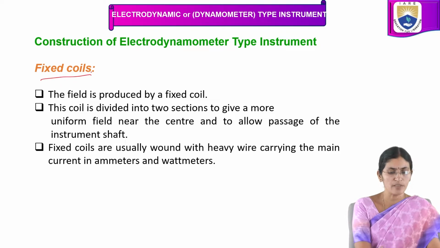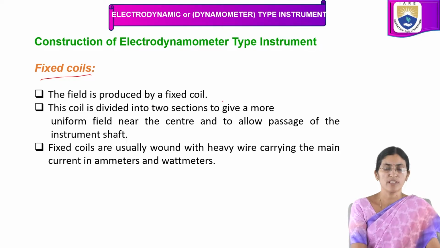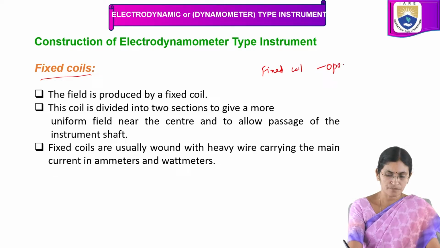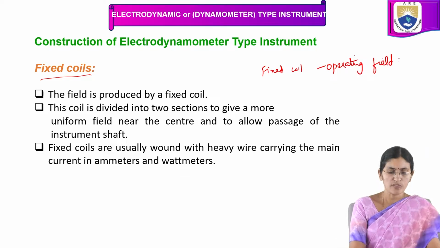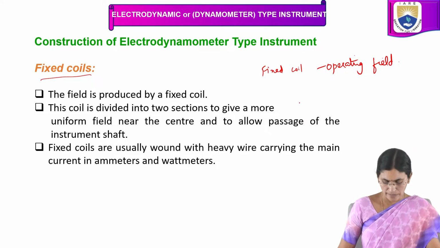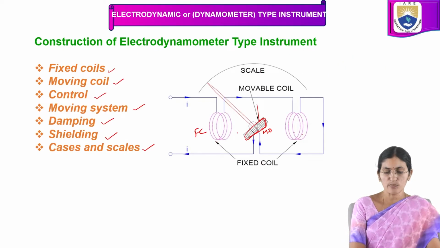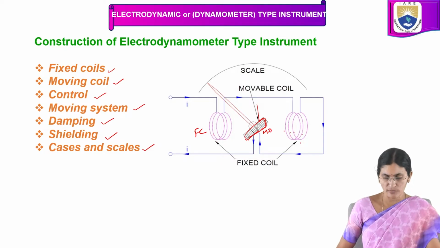First one, fixed coil. So the field is produced by the fixed coil. It produces the operating field. So it is divided into two sections. You can see in the diagram. The same fixed coil is divided into two parts, and in between them we have a moving coil. So this arrangement is for uniform distribution of flux.